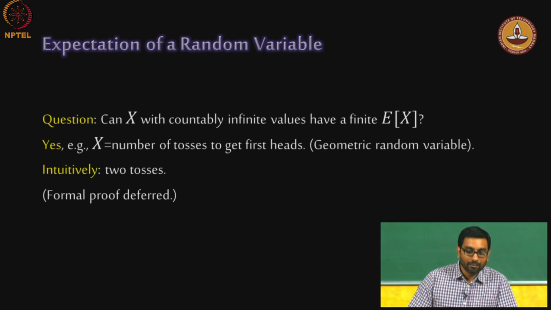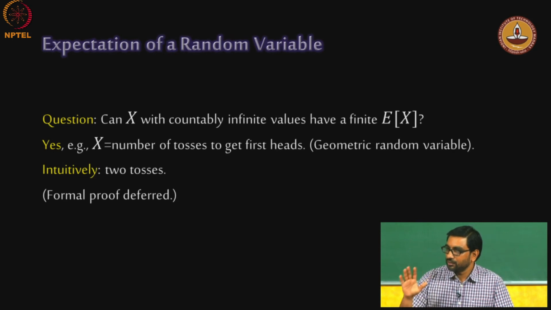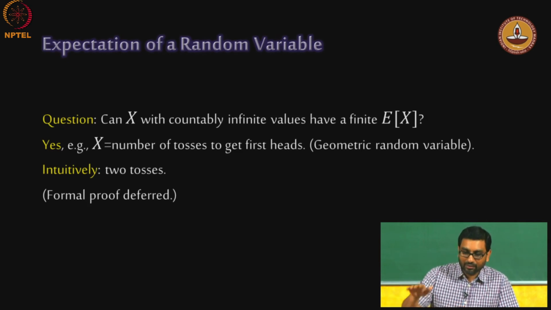But intuitively, when you think about a fair coin, if both heads and tails are equally likely, within about 2 rounds you are likely to see a heads. It is a very intuitive statement I am making. The formal proof we will look at in a short while. So, this is an example where you have an infinite sized sample space, countably infinite, but nevertheless the expectation is small.